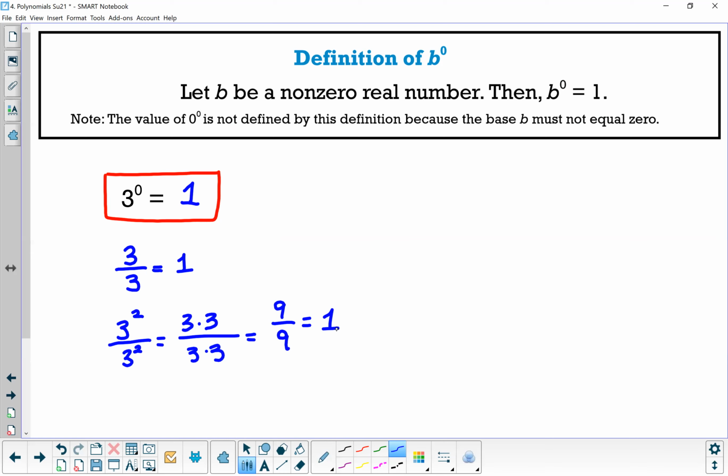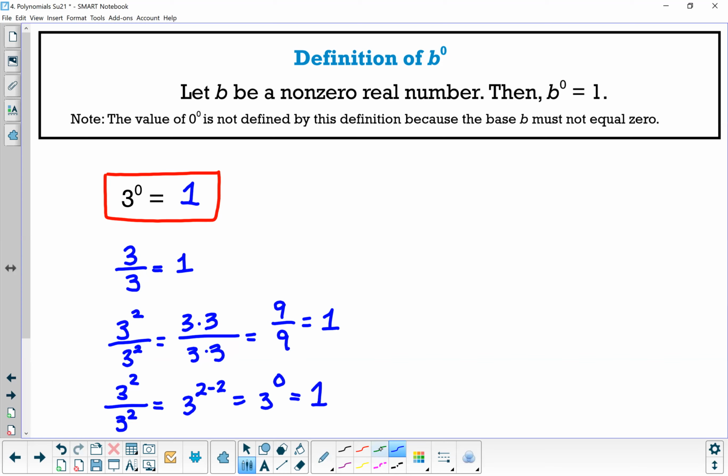So let's consider the 3 squared over 3 squared again. But this time, instead of expanding, I'm going to subtract the exponents because this is a quotient. So 3 to the power of 2 minus 2 equals 3 to the 0. Well, we already saw from above that 3 squared over 3 squared equals 1. So 3 to the 0 must also equal 1.